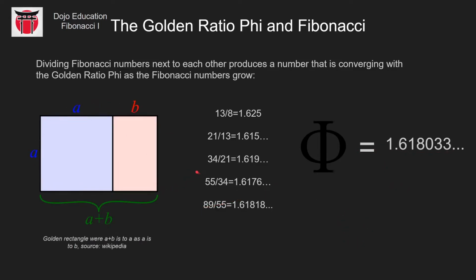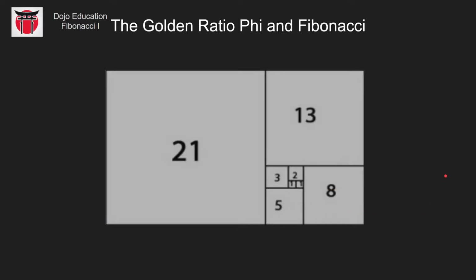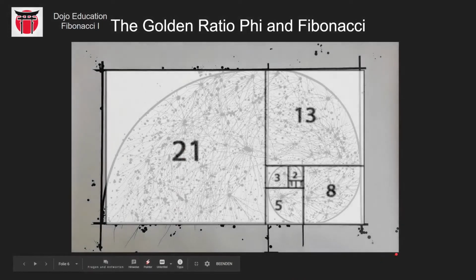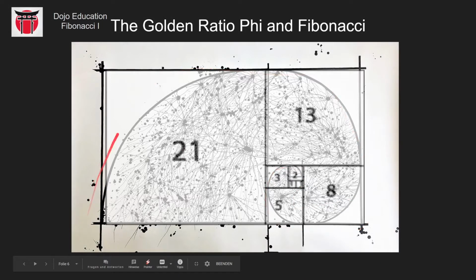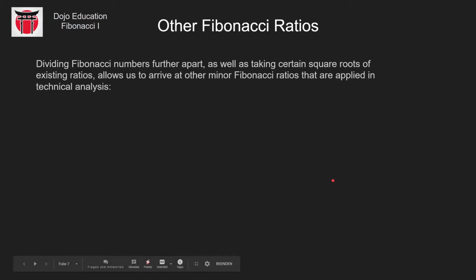This is a geometrical example of how that plays out. The growth model in Fibonacci takes place here in these squares, and that gives us this very typical snail-house-like geometrical figure. If we take this further and start dividing Fibonacci numbers that are further apart, not next to each other, and also take square roots of certain existing ratios, then we get what I call minor Fibonacci ratios, that are also applied when we use the Fib tools in technical analysis software like TradingView.